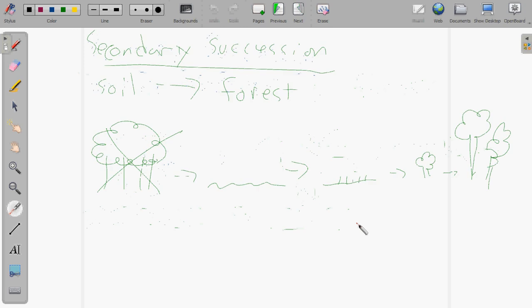Secondary succession is a little quicker because you start with soil. So maybe there was a forest fire burned everything down, and so now you have soil, right? So now you're going to get some grasses, and then some shrubs, and then some trees. And so this may take decades rather than much longer because you're starting with soil.